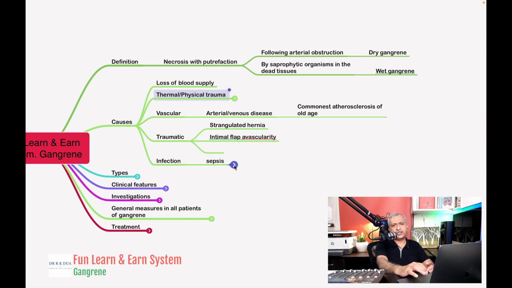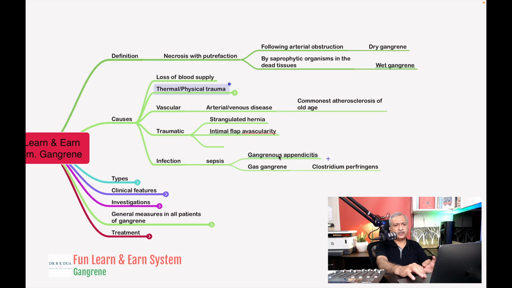And then infection. Any kind of infection will lead to thrombosis of the small vessels which are supplying that organ. In the case of gangrenous appendicitis, the supply to the tip goes from the base of the appendix.